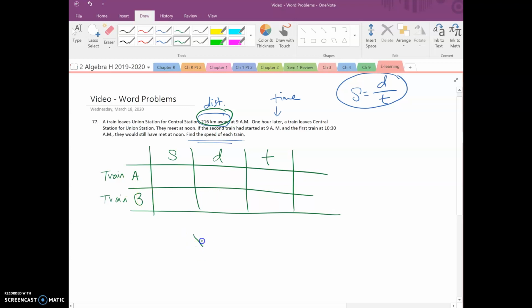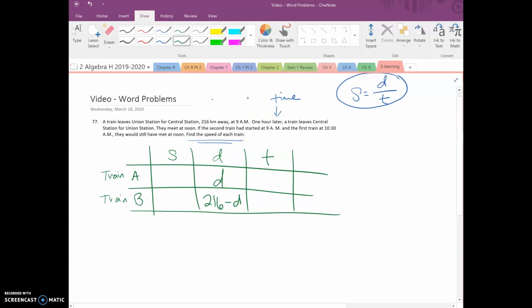So train A's distance plus train B's distance is going to be 216. They're apart from each other, so the distances will add up to that. I want to call train A's distance D. I have no other reason to call it anything else. I'm just going to call it distance, so it helps me keep track of the distance. If we know that train A's distance is D, then how should we say train B's distance? We should say it as 216 minus D. Does that make sense? Okay, so that's how I got my distance column filled out.